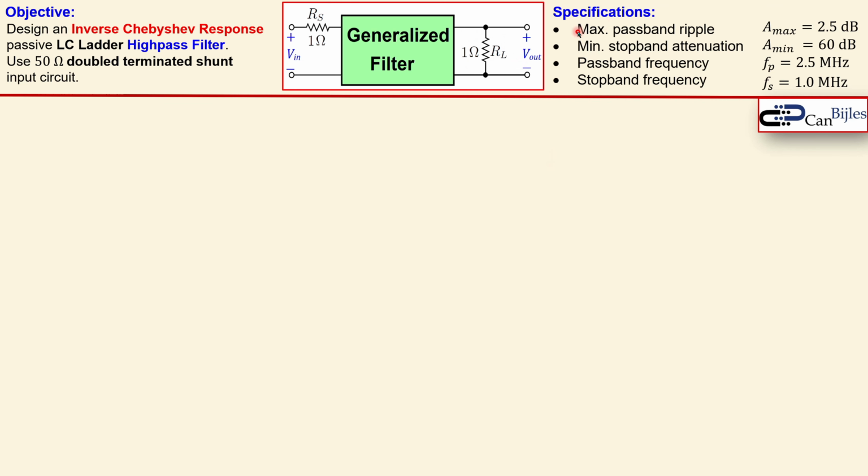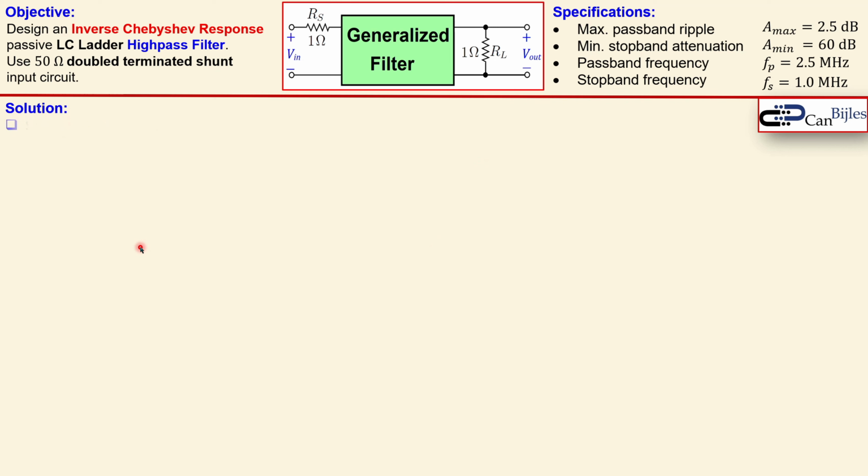Specifications are the following. For this high-pass filter design, the maximum passband ripple must be 2.5 dB, the minimum stopband attenuation must be 60 dB, the passband frequency is 2.5 megahertz, and the stopband frequency must be 1 megahertz. So let's see how we can solve this problem.